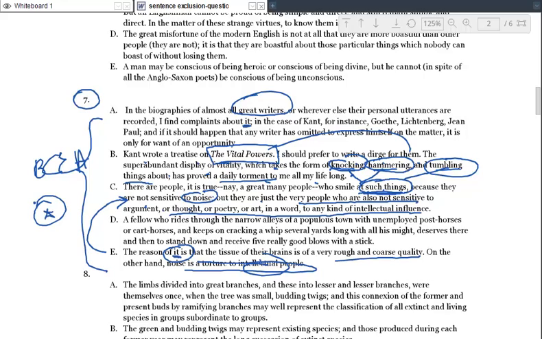No, no, no, no. Even if you connect. See, this is not such a thing. This is only one thing. Understand this. This is not such a thing. This is only one thing. A fellow who rides through the narrow alleys of a populous town with unemployed post horses or cart horses and keeps on cracking a whip several yards long with all his might deserves there and then to stand down and receive 5 really good blows. The man deserves 5 blows. That's what. So it is not such a thing.